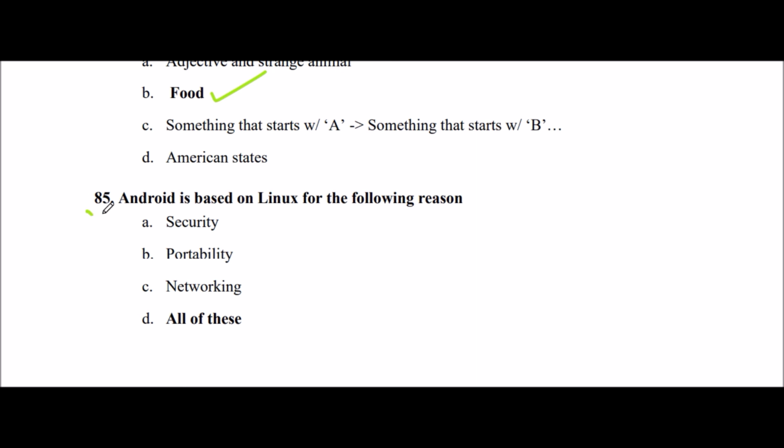Next question, Android is based on Linux for the following reason. Option A, security. Security is very high in Linux. Option B, portability. And option C, networking. They all are the characteristics of the Linux operating system. That's why option D is correct. Android is based on Linux for the following reasons: security, portability, networking. They all are reasons behind Android being based on Linux. That's why option D is correct.